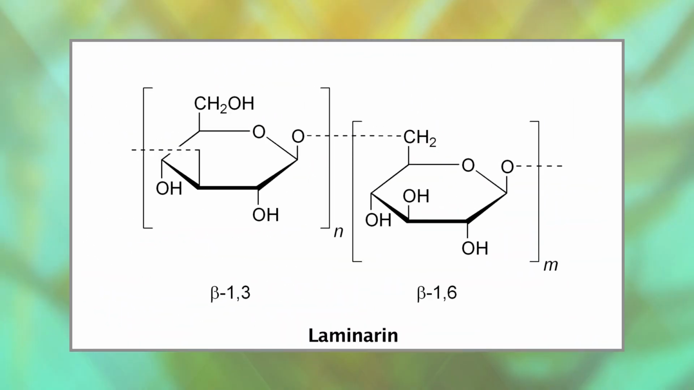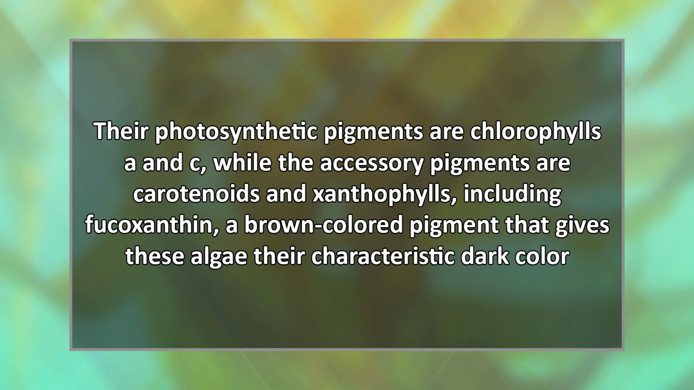The food reserves of these algae are carbohydrate polymers known as laminarin. Their photosynthetic pigments are chlorophylls A and C, while the accessory pigments are carotenoids and xanthophylls, including fucoxanthin, a brown colored pigment that gives these algae their characteristic dark color.